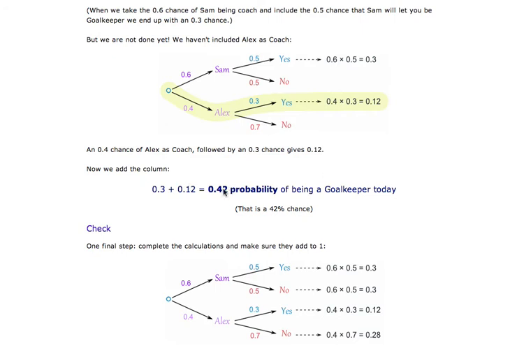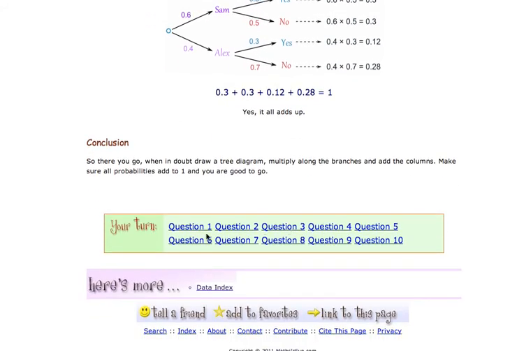And so we're going to add up the probability. So the probability of me getting a yes with Sam and the probability of me getting a yes with Alex, so the probability of me getting a yes today is a 42% chance. Then there's going to be some questions down here that you can practice with.